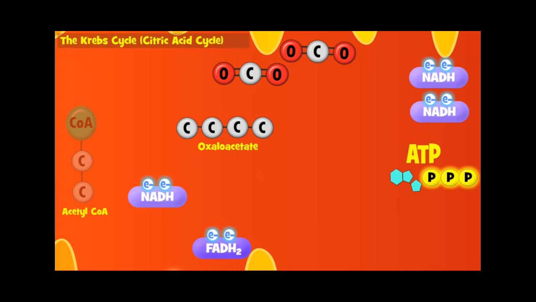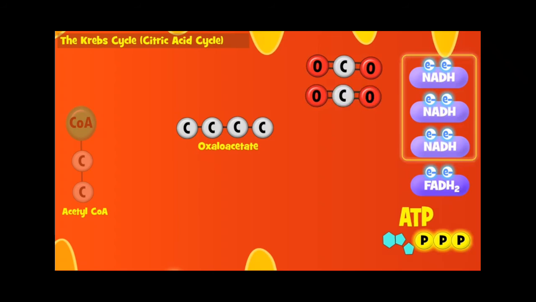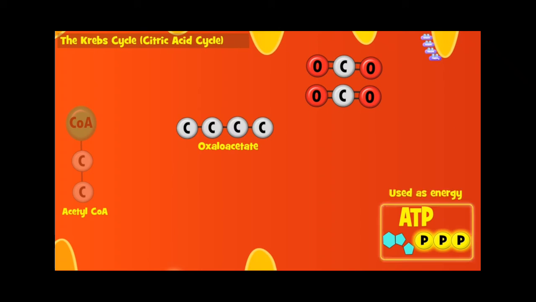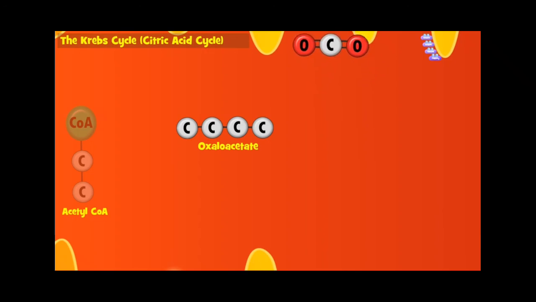This is why the Krebs cycle is a cycle. We end up where we started. We noticed we made a bunch of useful molecules along the way. Primarily, we have produced many electron carriers, NADH and FADH2, that will carry electrons to the electron transport chain. We also made ATP that can be used as energy, as well as carbon dioxide that we breathe out when we exhale. So with this, I hope you understand the Krebs cycle.